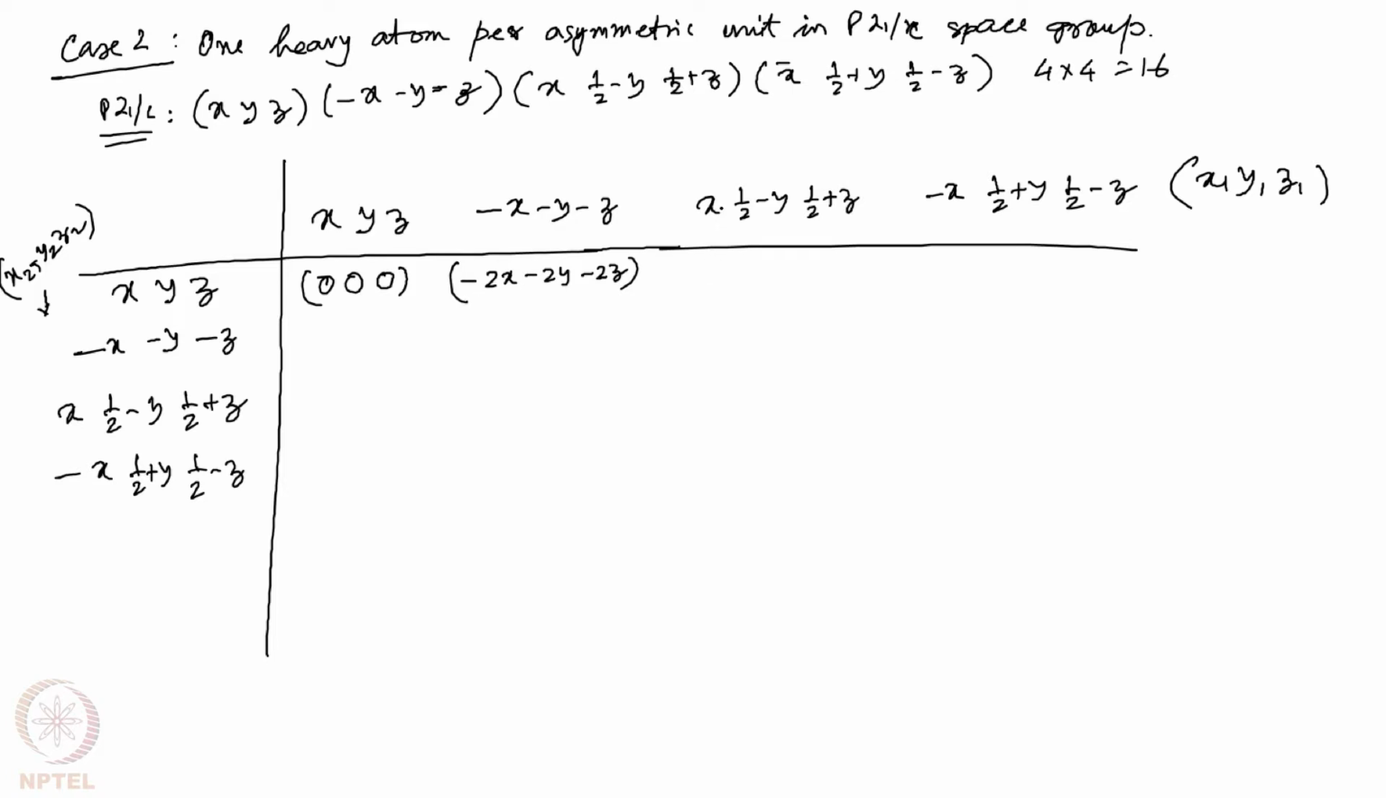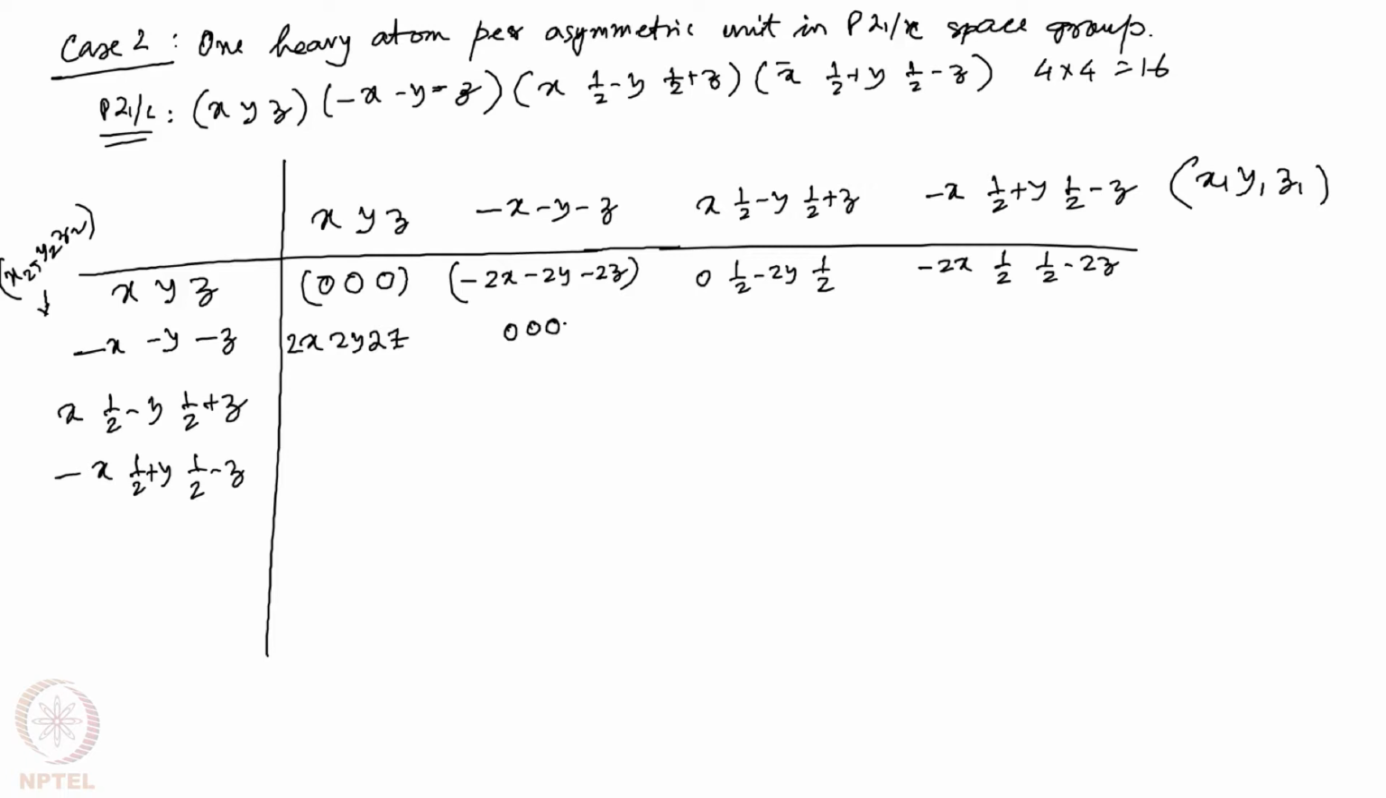This one, x minus x is 0, it becomes half minus 2y and half. This one here becomes minus 2x, half, minus 2z. So if we continue the same for the next row, it becomes 2x, 2y, 2z.